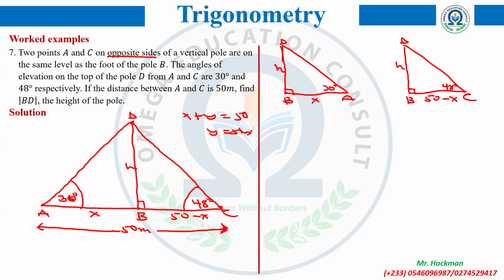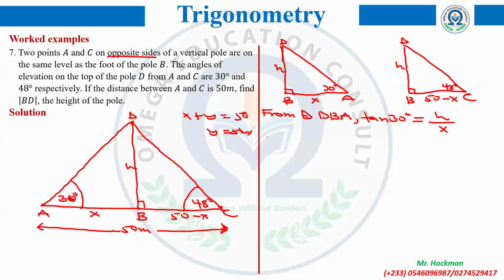Now, professors, which one do we go for? Common side. Okay, so you come and take your first triangle. From your first right angle triangle, that is right angle triangle DBA, we have opposite and adjacent, so which trig ratio? Again, tan. Yes, please. So tan, which angle? 30 degrees should be equal to the opposite, which is h, over our adjacent, which is x.